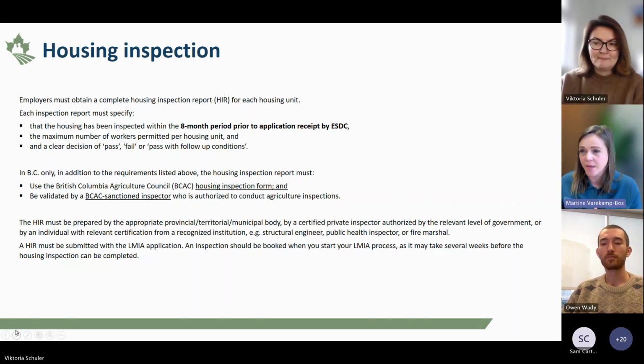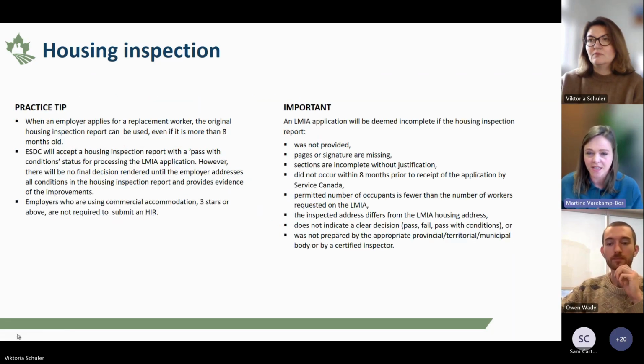So yes, you can submit a housing inspection report that has a pass, but you still have to meet certain conditions. But by the time that the officer assesses your application, you should have complied with those conditions.